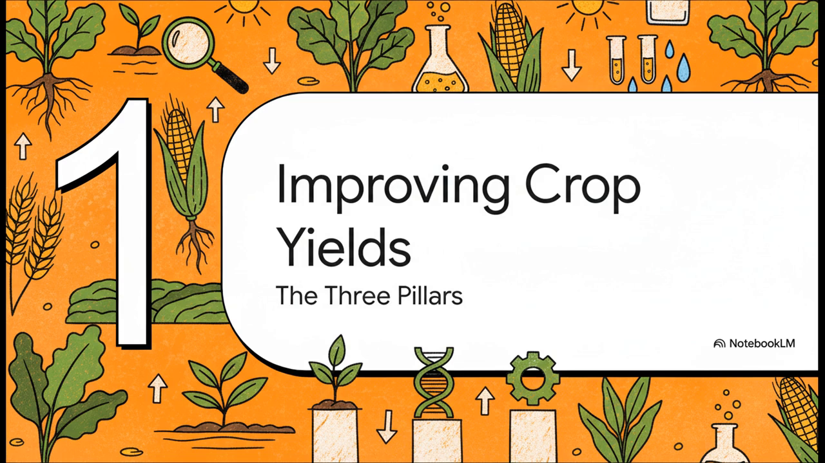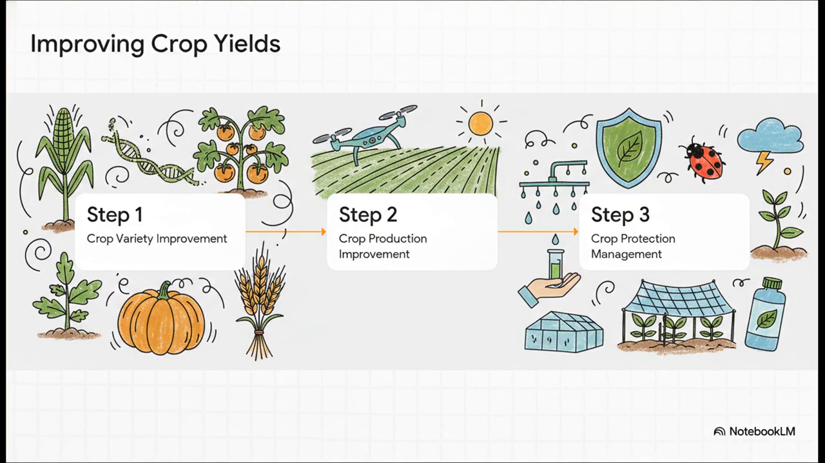Okay, so how do we actually increase our crop yields? Well, it is a scientific process, and it can be broken down into 3 main steps. You can think of these as the 3 pillars for getting a better harvest. Please remember these 3 steps. They are very important. First, we have crop variety improvement.